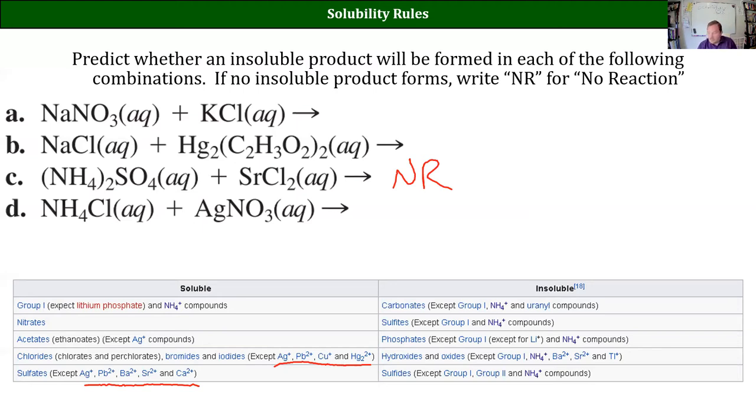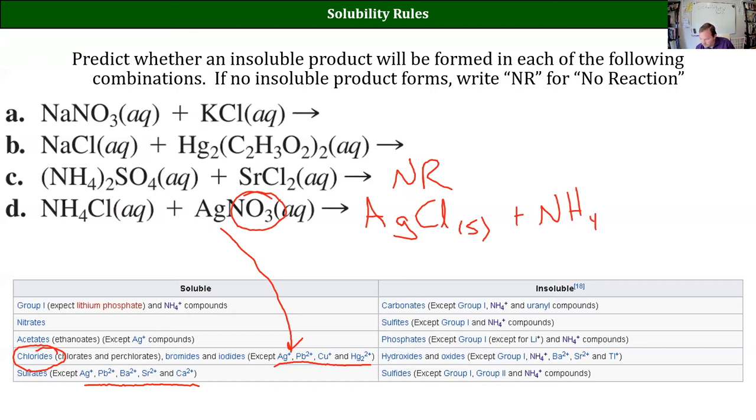And again, down here, nitrate. We'll learn to recognize nitrate really quickly because nitrate's soluble, no exceptions. That's really nice to be able to draw a line in the sand and say, no matter what, nitrate never makes a solid precipitate. So we know that it's not going to make a solid out of the nitrate. So then we just need to check the chloride and check to see if we have exceptions. And we do. We make silver chloride. So if you mix ammonium chloride and silver nitrate, you make silver chloride as a solid, then you still have the ammonium nitrate left over in the solution.